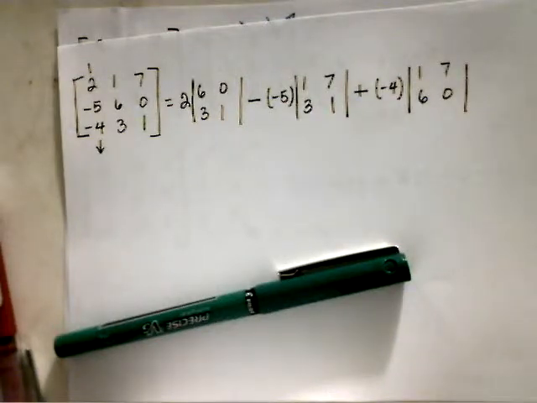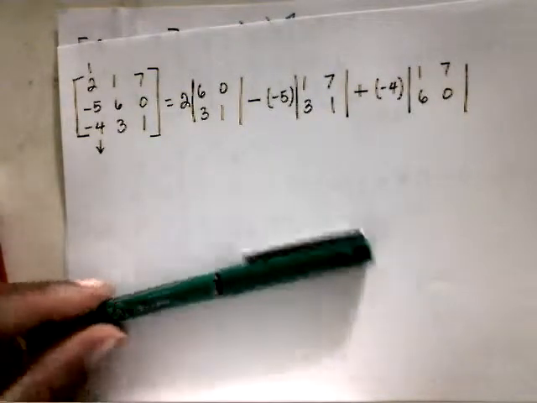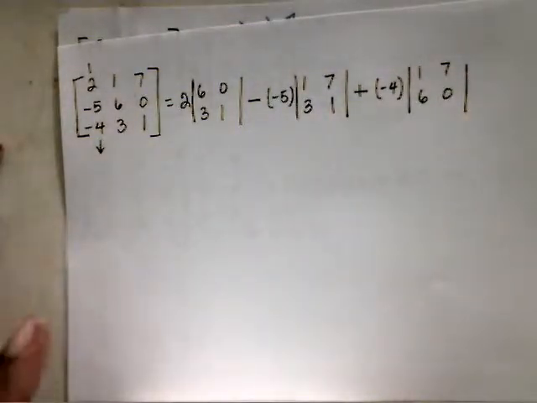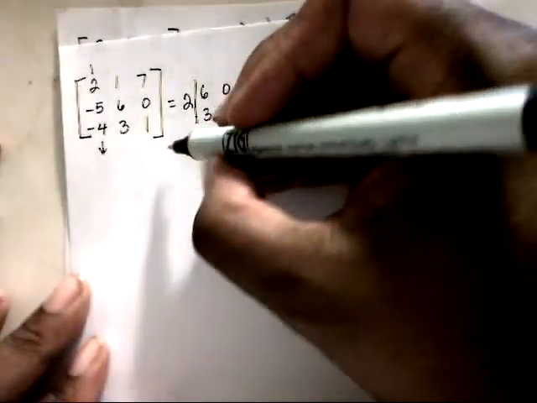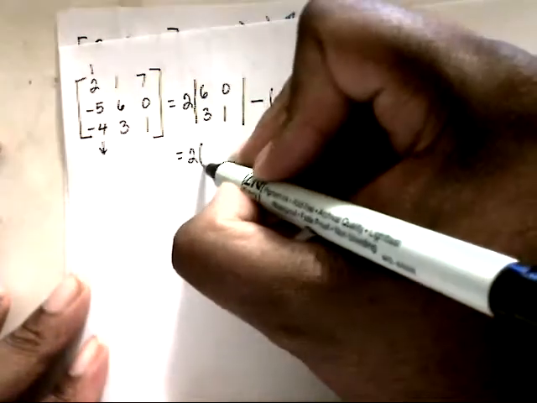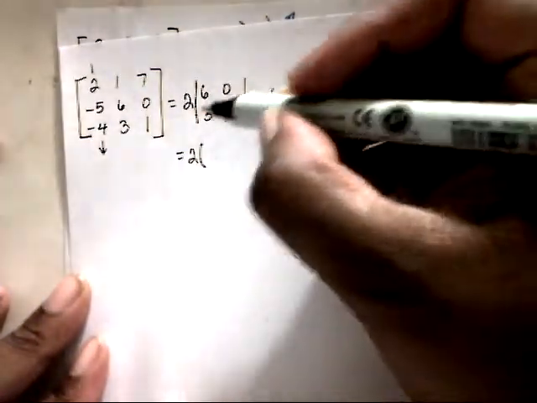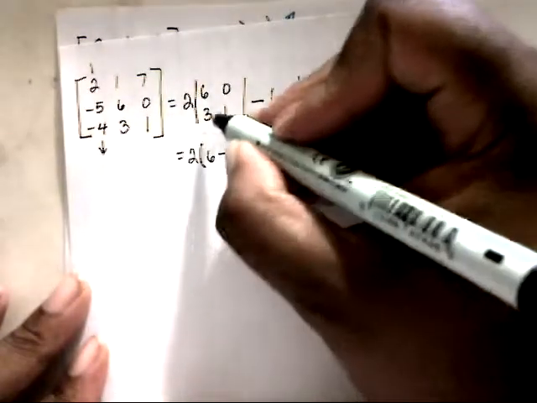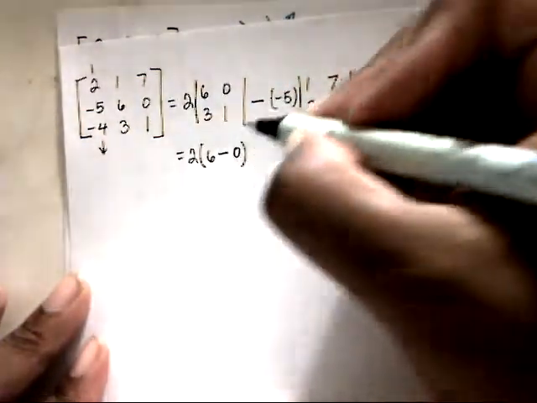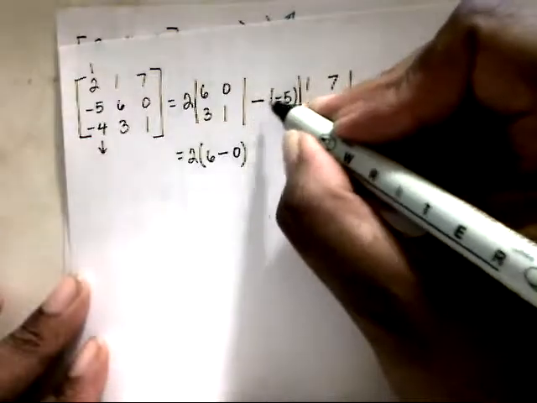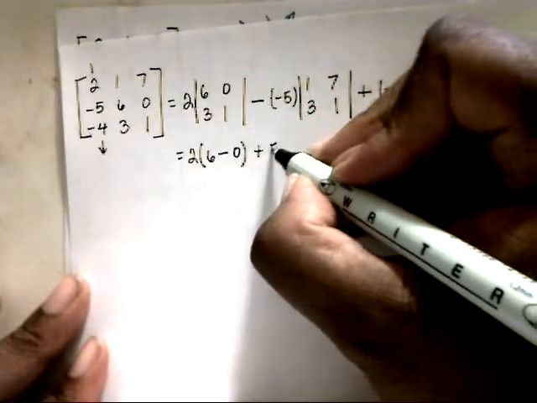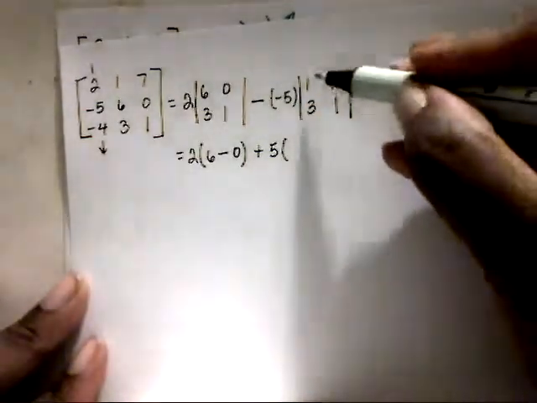Okay. Now here's what we're going to do here. We're going to find the determinant, and then we're going to multiply that determinant by the number that's on the outside. So we bring down the 2. Now we're going to do 6 times 1, that's going to be 6, minus 3 times 0, that's 0. Now, minus the -5, we can change that to a +5, and then get its determinant.